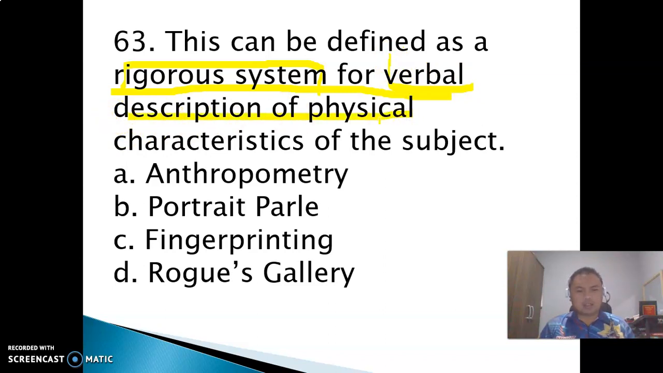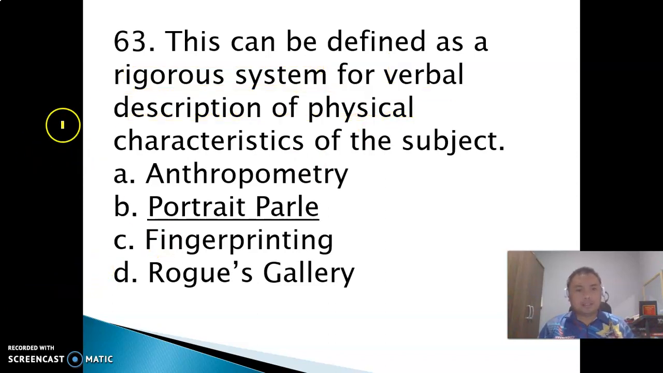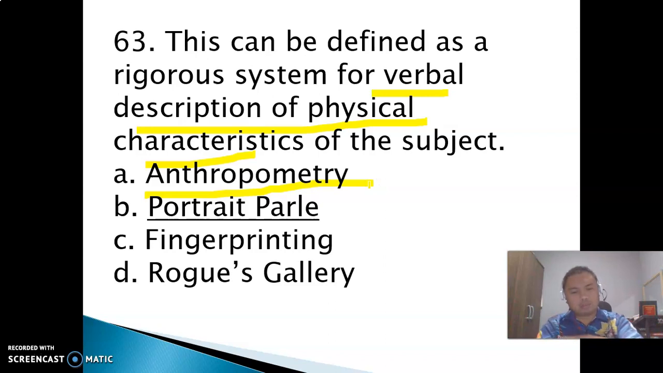So, is it anthropometry, portrait parle, fingerprint, or rogues gallery? Of course, ang tamang sagot dito ay yung portrait parle. Verbal description of physical characteristics. Anthropometry kasi is measurement. They are trying to measure the physical characteristics of a person. Circumference dito, anong haba yung mukha mo, anong haba yung sigo, papuntang finger, yan yung anthropometry.